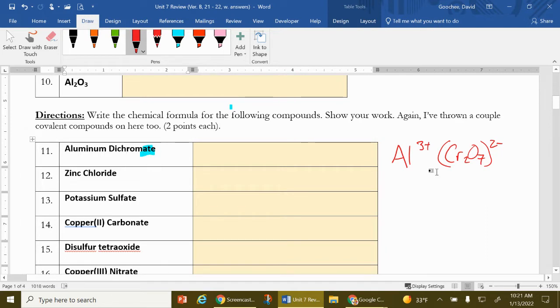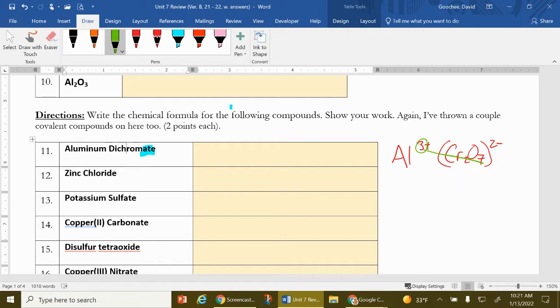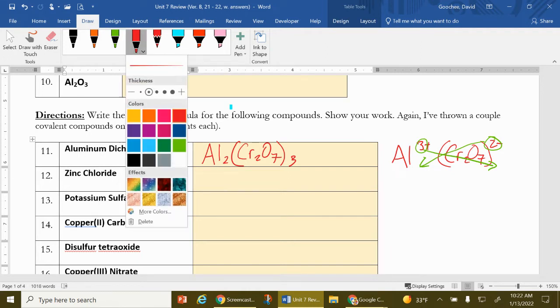Okay, so next thing you want to do is crisscross it. Aluminum is 3 plus. That's how many dichromates we're going to have. Dichromate is 2 minus. That's how many aluminums we're going to have. So the answer is Al2(Cr2O7)3. All right. Again, this was very hard. I'm making this review harder than the test will be.